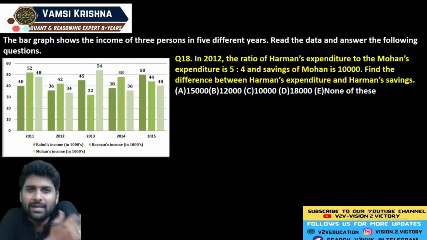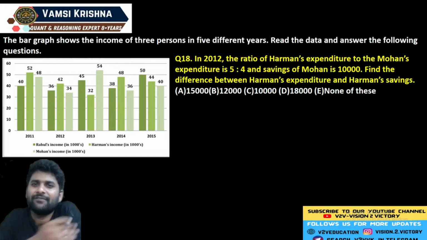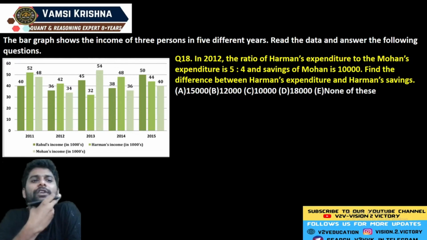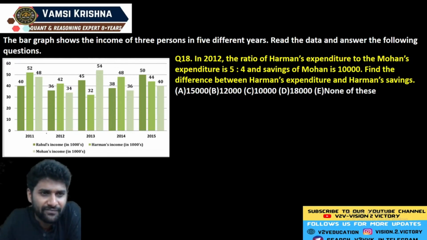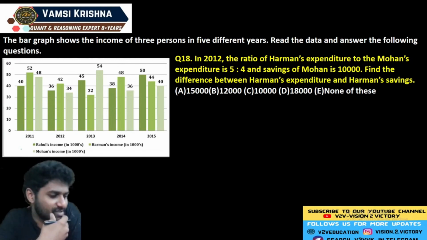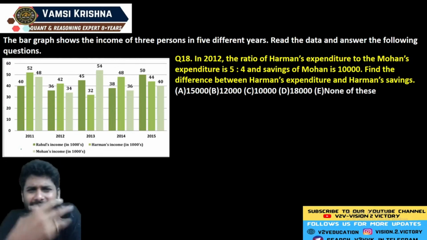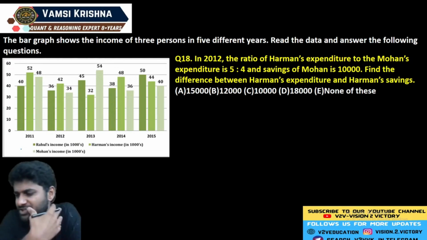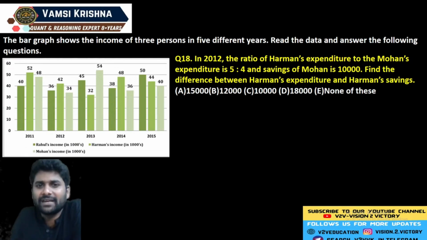The bar graph shows the income of three persons in 5 different years. Read the data and answer the following questions. Here the representation: the first bar represents Rahul, the next one is Harman's, and the last one is Mohan's. The income is given in numbers, but each number represents thousands. Okay, I can understand that information while seeing this picture. Now go through the main data.